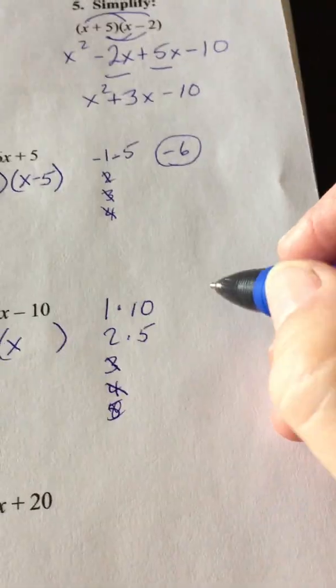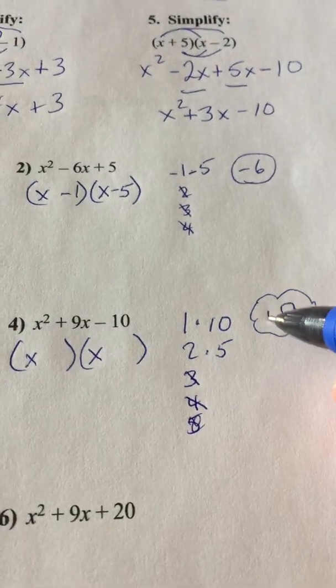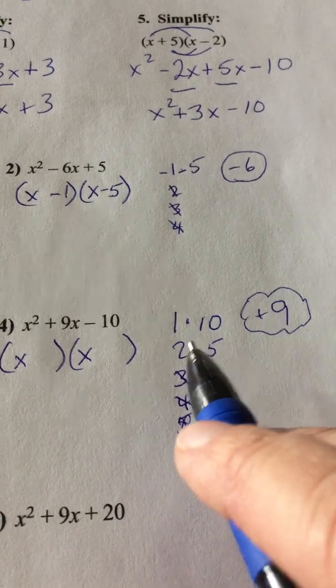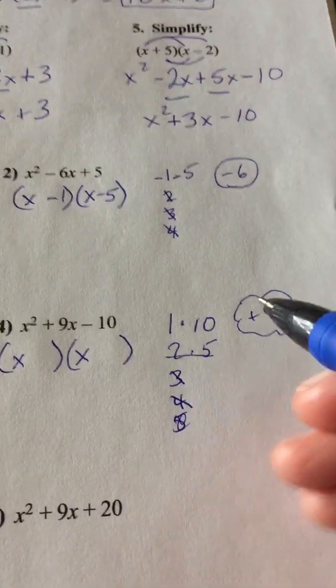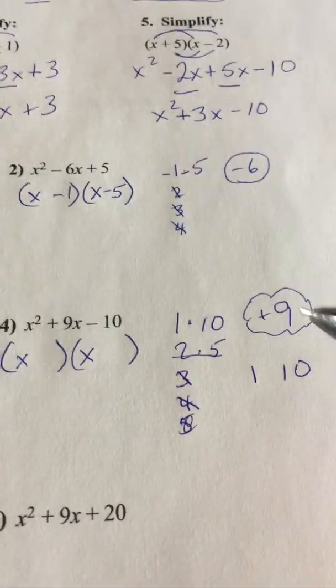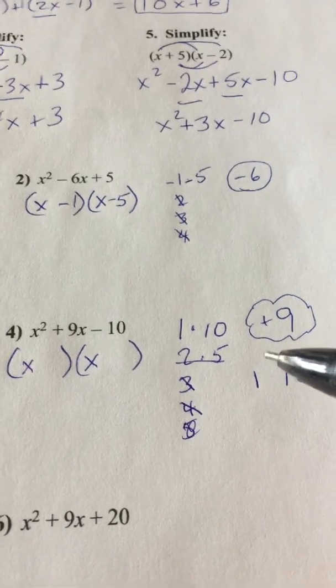The middle number is a 9. And it's a positive 9. So if I add these, I get 11, but if I subtract them, I do get my 9. If I add these, I get 7, and if I subtract them, I get a 3, so it's not that combination. It's 1 and 10 that are the two numbers I want to look at. And to get to 9, I need to subtract them. So if you're subtracting, one has to be positive, one has to be negative.